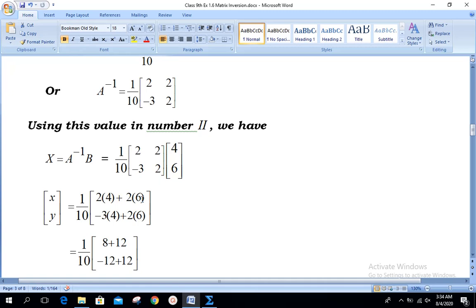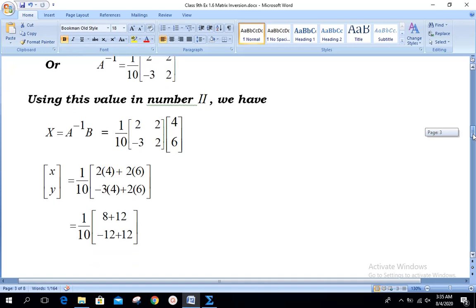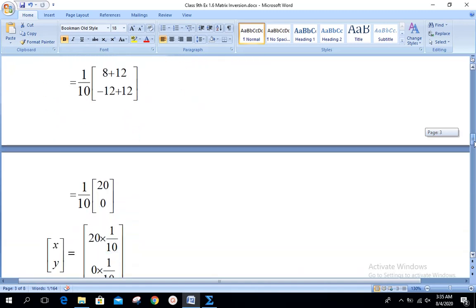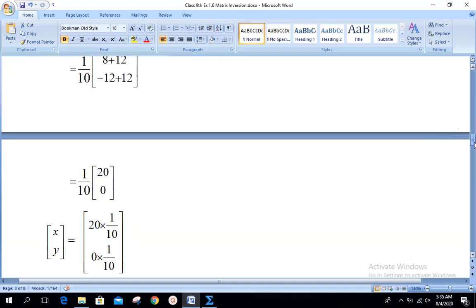Now move to the second row, do the same job. First place element multiplied with first place element, it is done here, minus 3 into 4. In between you have to take sign plus, then second place multiplied by second place, 2 into 6. Simplify, it becomes 8 plus 12, and here it comes minus 12 plus 12. Outside is 1 over 10 as it is. Next step, we get 1 over 10 into the simplification, which gives us 20, 0, a column matrix.